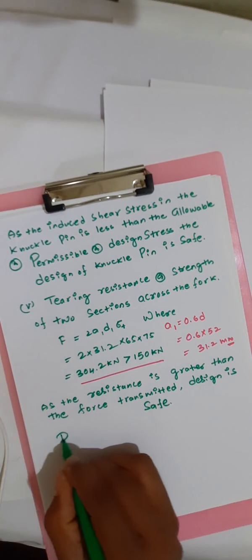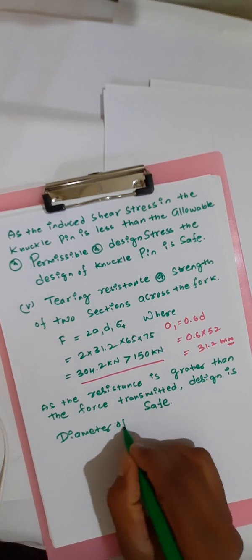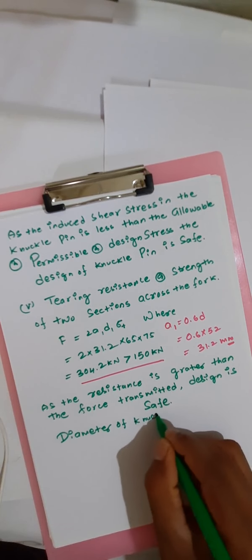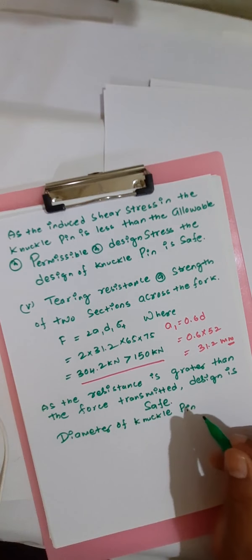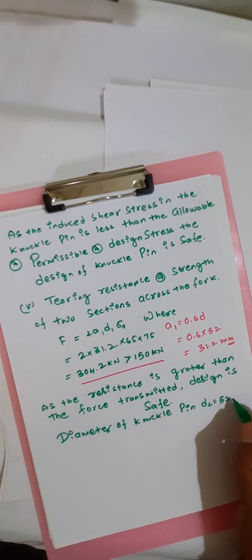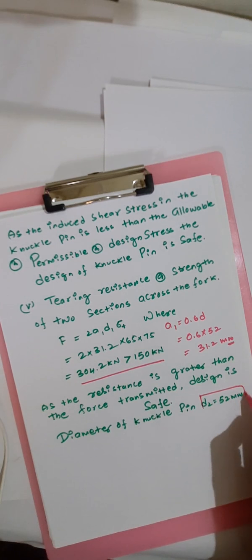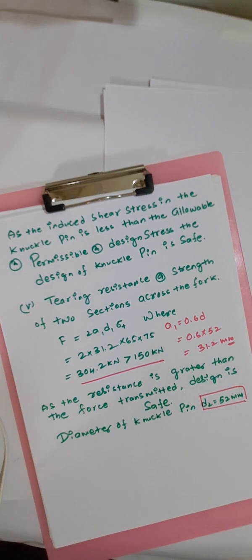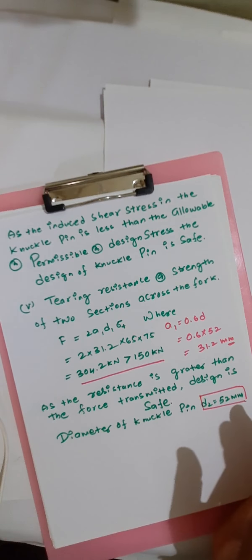Next, the diameter of knuckle pin, d2 is equal to 52 mm. Diameter of the knuckle pin d2 is equal to 52 mm. So this is about the design of knuckle pin and the collar.